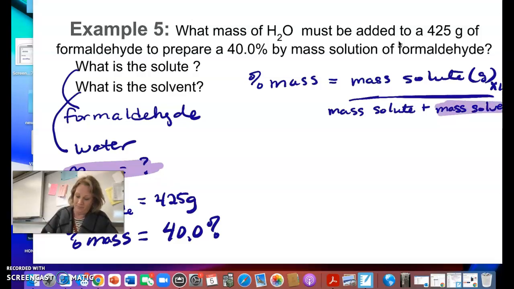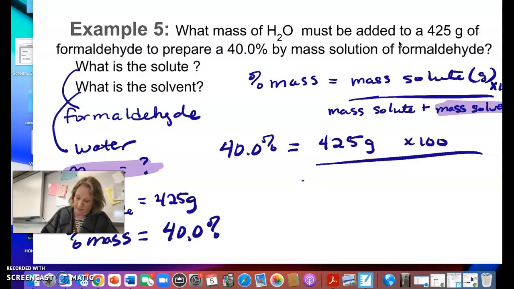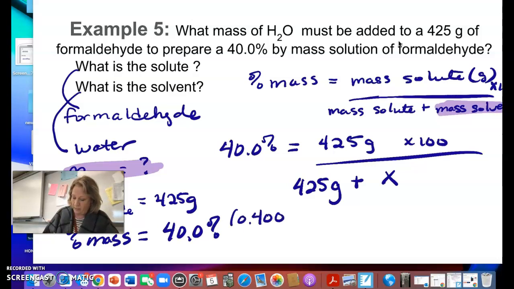Now I can plug in my 40.0% and the mass of my formaldehyde, my solute. I know that I have 425 grams for my solute, and I don't know how many grams of my solvent are in the denominator. When I solve the algebra here, I get 0.400 when I divide the 40% by 100. And I'm going to multiply that by the 425 grams plus X. And then that will equal 425 grams.